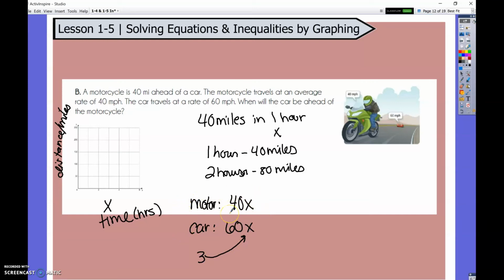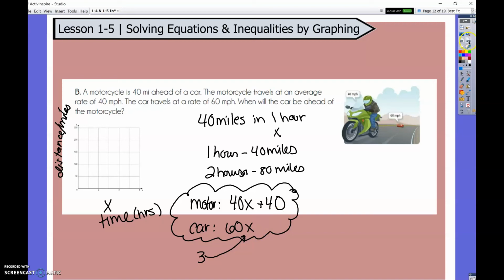Now, they're both not starting at the same point, so we need to take into account that the motorcyclist is going to go 40 miles every hour, but he already gets a head start 40 miles ahead. These are the two equations that they're hoping you'll come up with, and you can graph those now to find out not only when they meet, but when will this car get ahead.